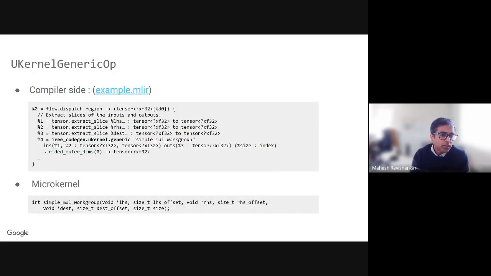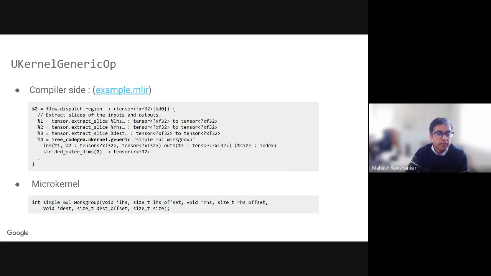So to start with the example, this is an example that is checked in tree. You start with a dispatch. To give some context, a dispatch is what is offloaded to the device for execution. So if your input IR has a dispatch where it is taking a slice of your operands and doing some computation, in this case, it's just doing a simple multiply of the left-hand side and the right-hand side and writing into a destination tensor. The microkernel op that you see here is the microkernel generic op that I described earlier.